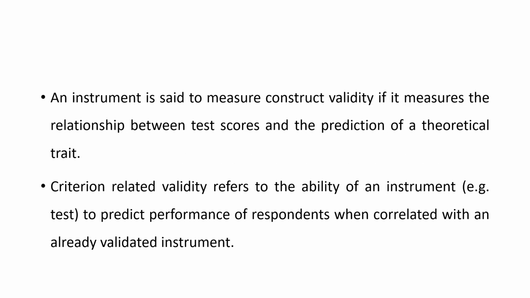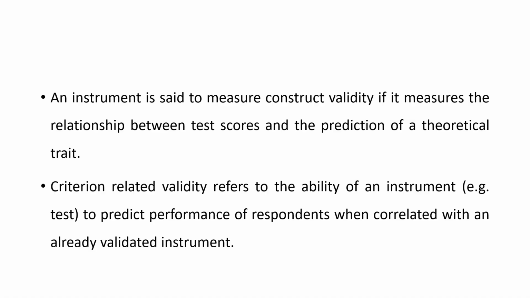It can also be construct valid. When is it construct valid? An instrument is said to have construct validity if it measures the relationship between test score and the prediction of a theoretical construct. So, of course, for instance, you have a theoretical construct, you want to look at maybe the IQ of certain respondents, and you try to give an instrument on that. How well the learner responds, you'll be able to predict the intelligence quotient of the learner. Then you say it is construct valid.